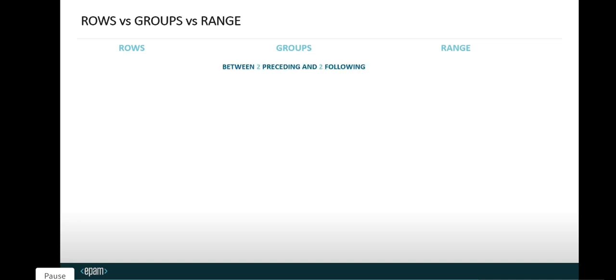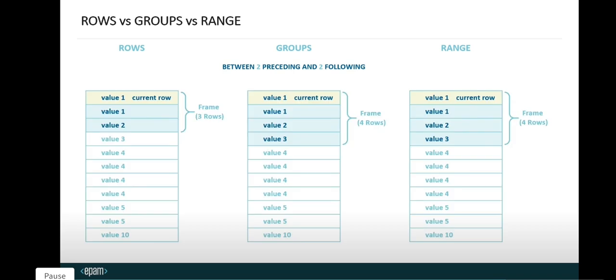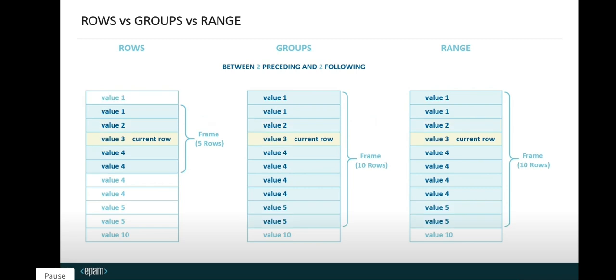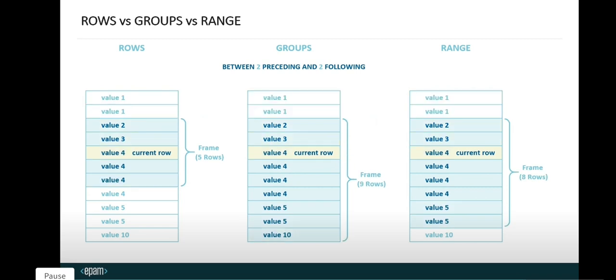The beginning of the frame is defined as 2 lines before the current line, and the end of the frame is 2 lines after the current line. As the current line moves down, the frame in rows mode expands to 5 lines and remains unchanged until the current line reaches the end of the dataset.